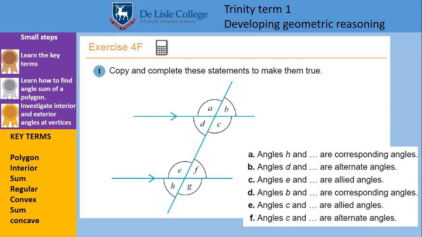Okay, so what I would like you to do is there is a diagram on the screen. I would like you to fill in the blanks there, angles H and which other angle are corresponding angles, and fill those in to get those 6 statements as true for me, please. Okay, so these would be the answers we should get here to fill them in. Angles H and D, then D and F, E and D, B and F, C and F, and then final one, C and E are alternate angles.